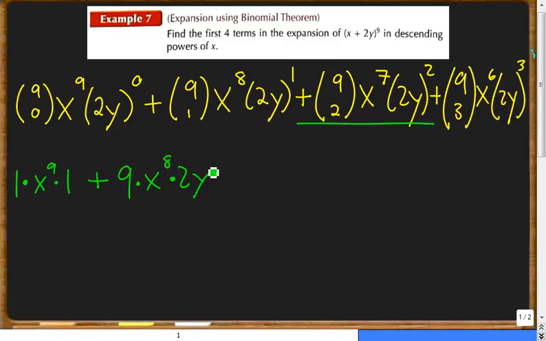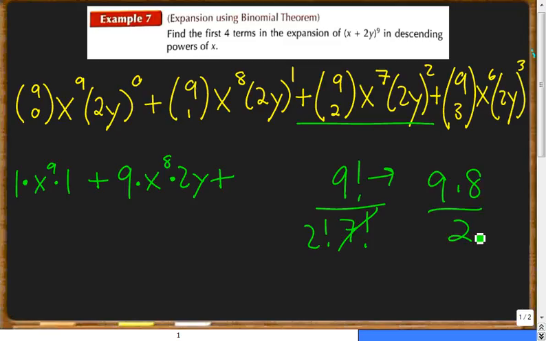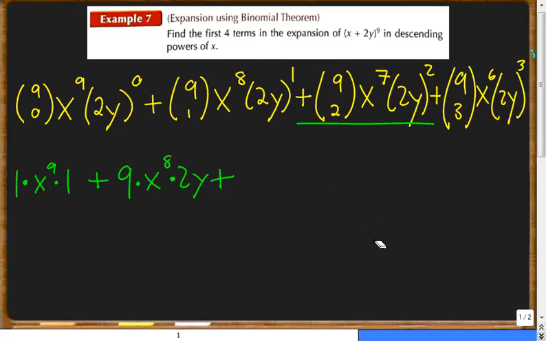And we move along. So 9 choose 2. You see the pattern: 9 factorial over 2 factorial times 7 factorial. So this becomes 9 times 8 over 2. 9 times 8 over 2 is going to be 72 halves, which is 36. We have x to the 7th. We have 2y squared, so this is 4y squared.